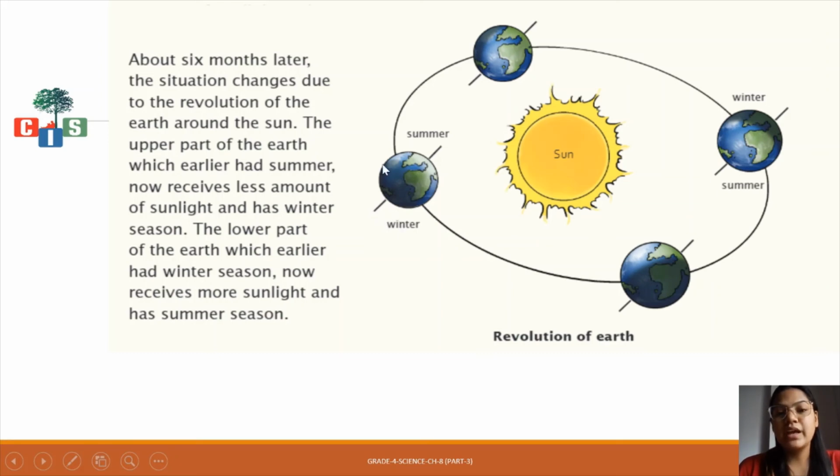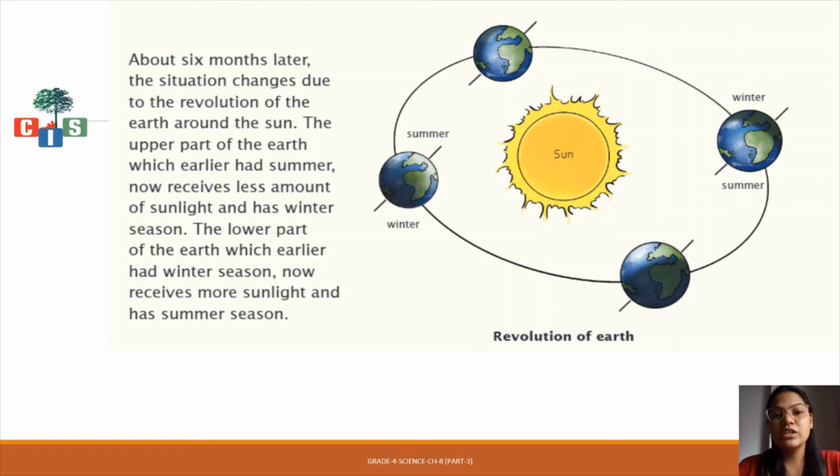And you can see in the diagram that as the earth moves around the sun, the direction of the earth changes, and according to the earth's position towards the sun, the season will change. About 6 months later, the situation changes due to the revolution of the earth around the sun. The upper part of the earth, which earlier had summer, now receives less sunlight and has winter season. The lower part of the earth, which earlier had winter season, now receives more sunlight and has summer season. So every 6 months the situation changes.